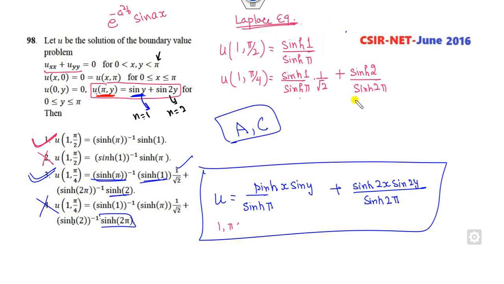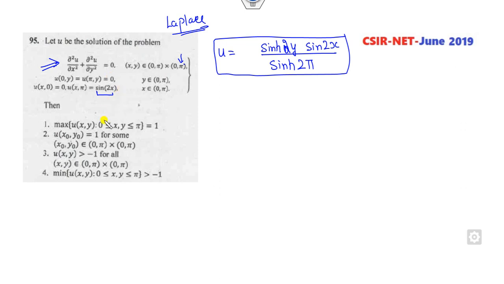Otherwise you can see this solution again. Now you can check your answers. Maximum of the u when x belongs to the closed interval 0 comma pi, y in the closed interval 0 comma pi. That's very simple. What is the maximum value of the sine 2 pi? 1. What is the maximum value of the y is pi, so sine 2 hyperbolic y is again 1. So product is 1, so is equality 1 satisfied.